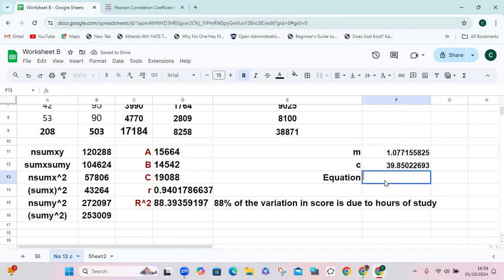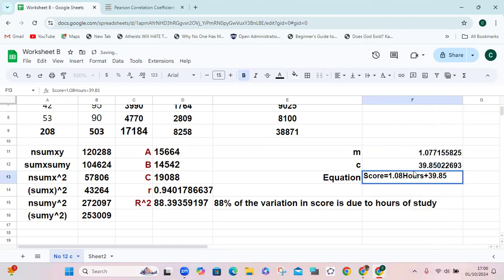Y, or score, because score is y, equals 1.08. We can round off to 2 decimal places, times hours, plus the y-intercept, 49.85. And later I will copy this and paste this in the whiteboard. So this equation can be used to do some forecasting.